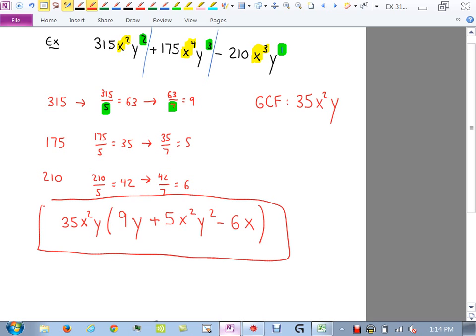I'll do a quick check, just a visual check on this. Look at my numbers. Those don't have anything in common. I don't have x's in all of these anymore, right? I don't have y's in all of them. So I'm assured now that I've pulled everything out that I can. If you do a problem like this, and what's inside the parentheses, you wind up having x's in every one of them still, that means you didn't pull enough out. Your GCF was incorrect.